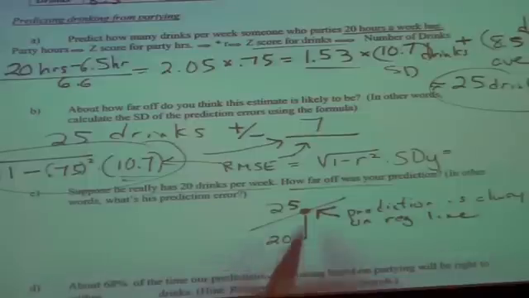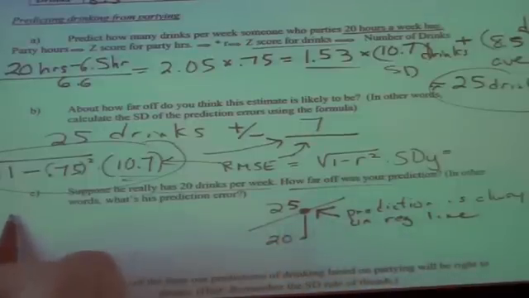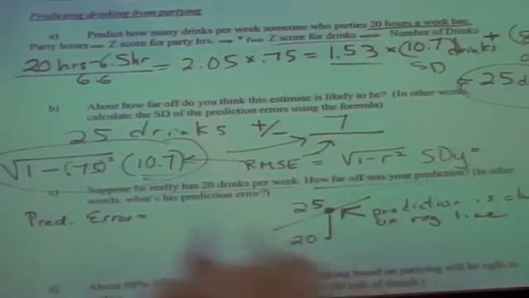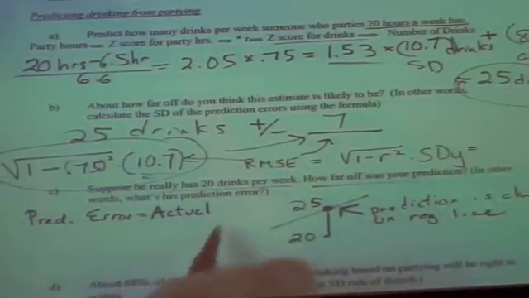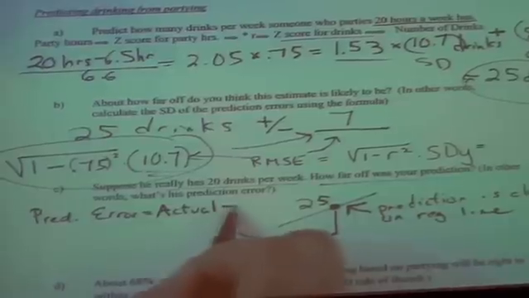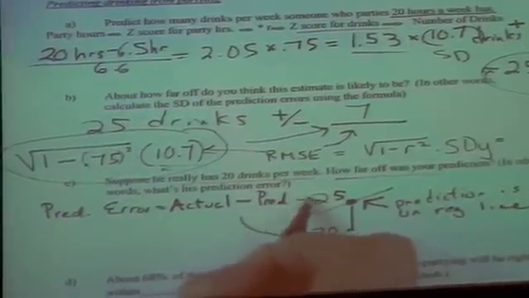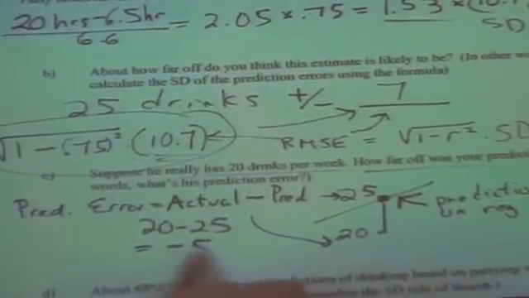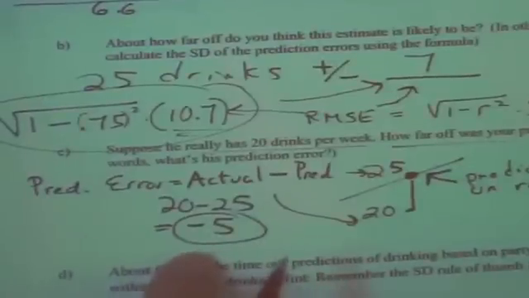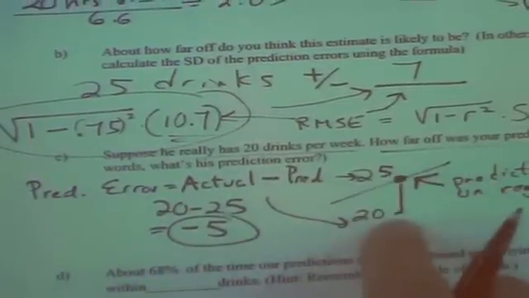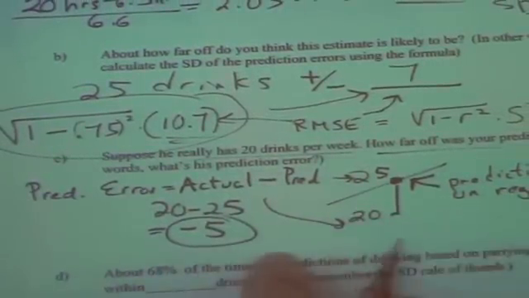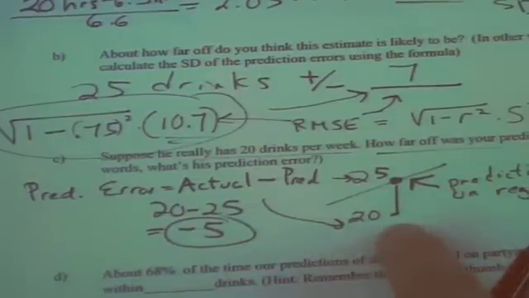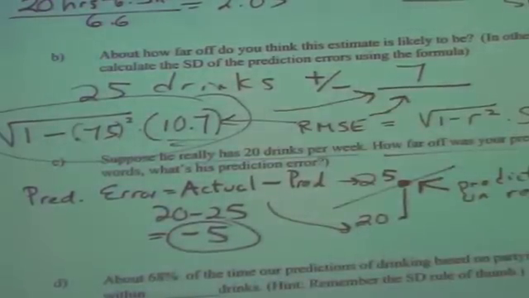It's -5. And what I'll say is the prediction error is equal to the actual minus the predicted. So it's 20 minus 25, which is -5. Don't get confused about which way you subtract, just know if he's below, you put a negative. It's a distance of 5. You're off by 5. If he's really under what you predicted, it's negative. If he's above the line, it's positive.